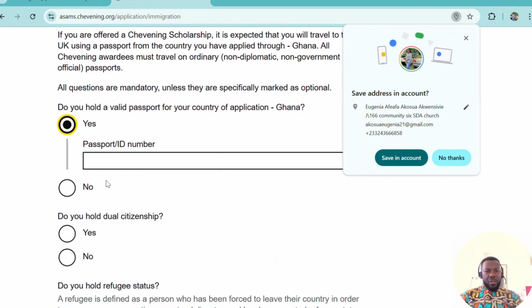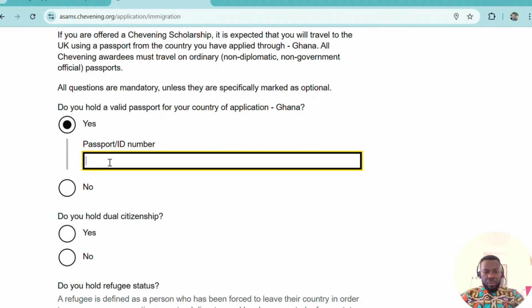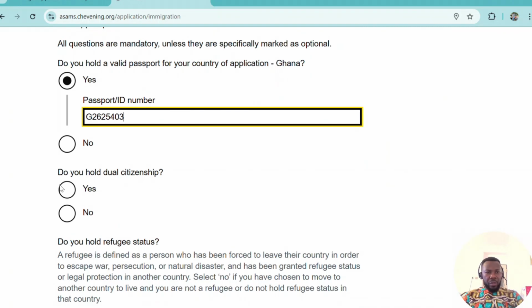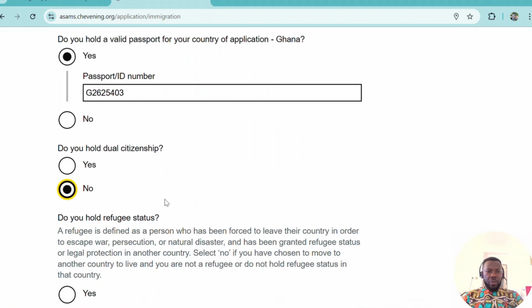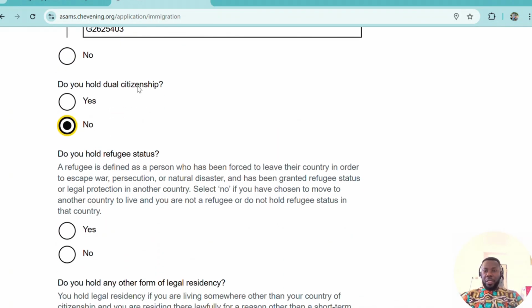Yes. 2625 403. Do you hold dual citizenship? No. And here they're asking if you have another citizenship in another country, and since this applicant doesn't hold any other citizenship apart from Ghana, you select no.